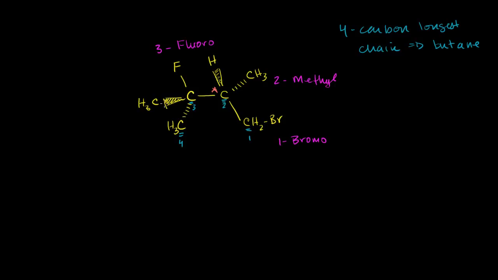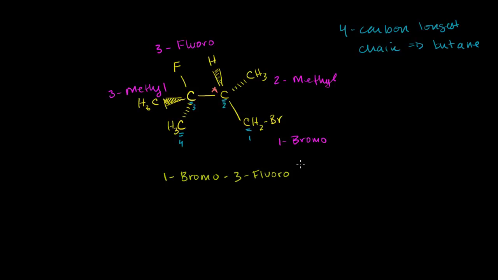And then on carbon 3, we also have a methyl group right here. So we also have a 3 methyl. So when we name it, we put it in alphabetical order. Bromo comes first. So this thing right here is 1 bromo, and then alphabetically fluoro comes next. 1 bromo, 3 fluoro.